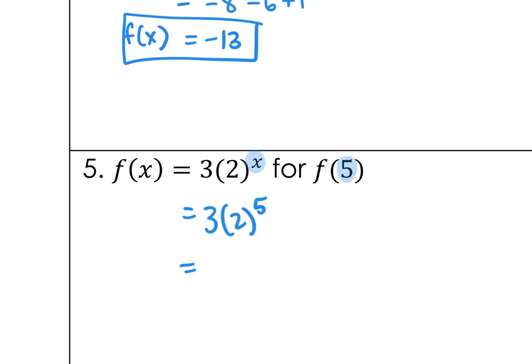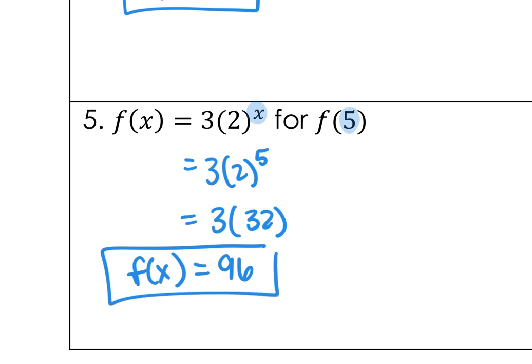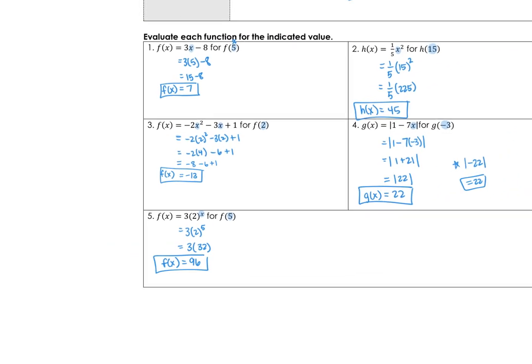So 2 to the 5th power is what? 32. Great job, everybody. So now we just have 3 times the 32, which means the y value, or the f of x, is equal to 96. Great job. So evaluating functions, they're going to give you a number for x. You're going to plug that number in, and you're going to just make sure you do the correct order of operations to find the y, or f of x, because f of x just means y. Okay? All right, last one.